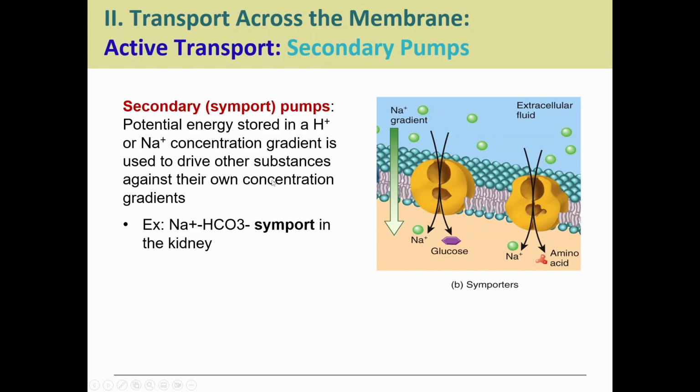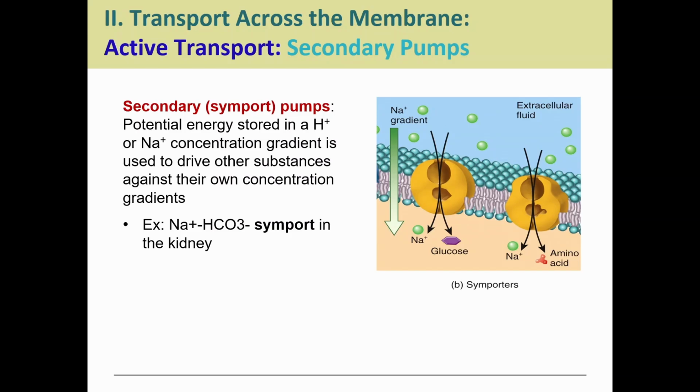And we can do that with a lot of different things. We can do that with glucose, we can do that with amino acids, we can do that with bicarbonate. There's a lot of things we can use to basically create a way to guide something in, right? And again, most of the time, when we're looking at symport pumps or secondary pumps, these are using the effects of a sodium-potassium pump, the antiporter. So keep that in mind.